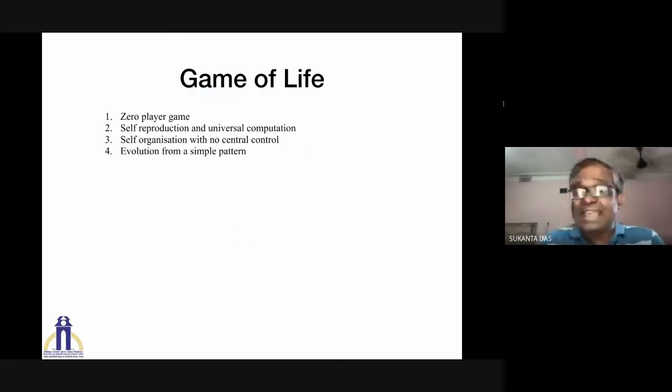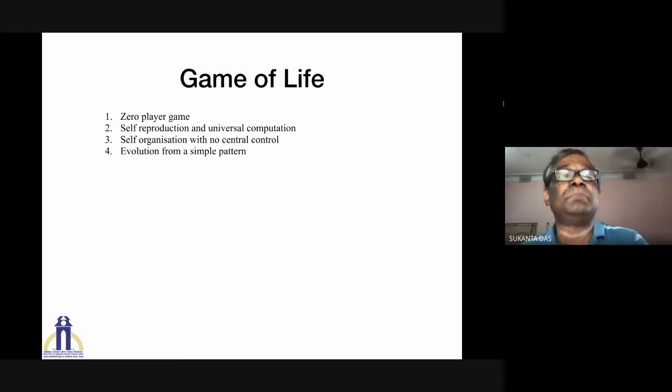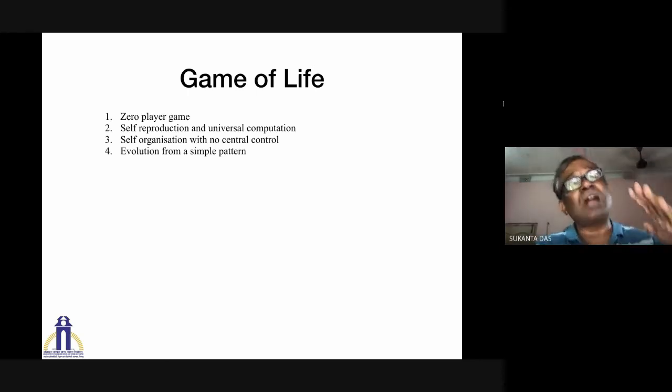So what we get from here: this is a zero player game. It's called a zero player game because to play this game and see its happenings, you just need to input the pattern. There is no other player, meaning nobody is controlling the death or life of the cells. So the only single point of control, if you want to say, is during the start of the system.